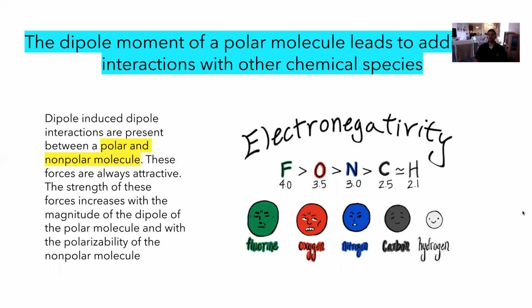All right, so now the dipole moment of a polar molecule leads to additional interactions with other chemical species. We're going to do a lot of review in the next couple of slides, so I just want to draw your attention. Polar and non-polar molecules, that's what we're looking at. A polar molecule with a non-polar molecule, what's the difference?